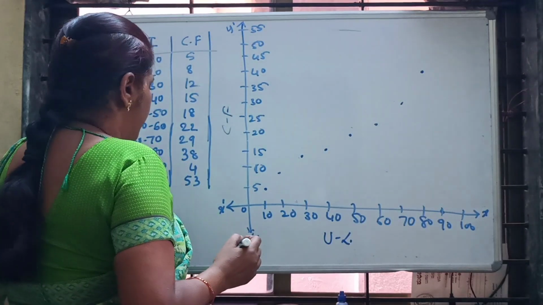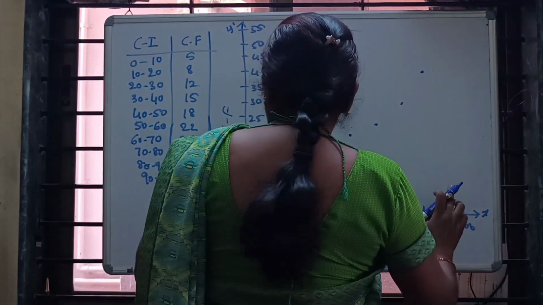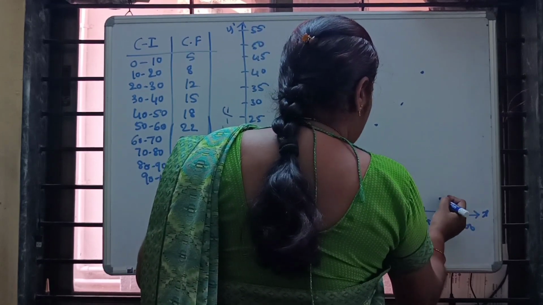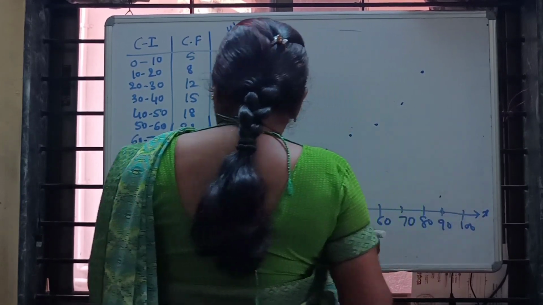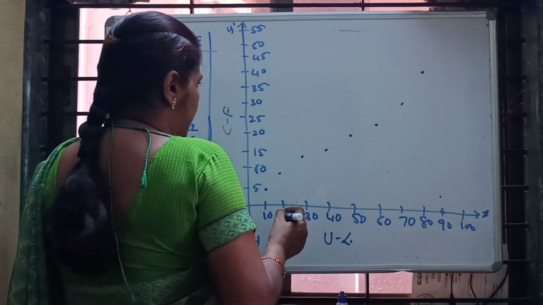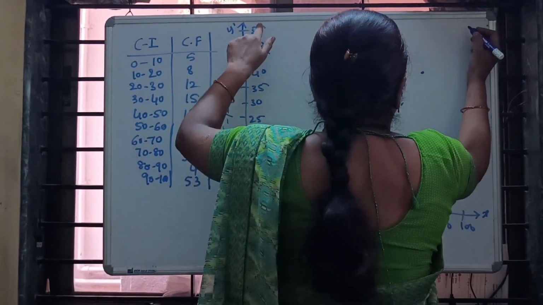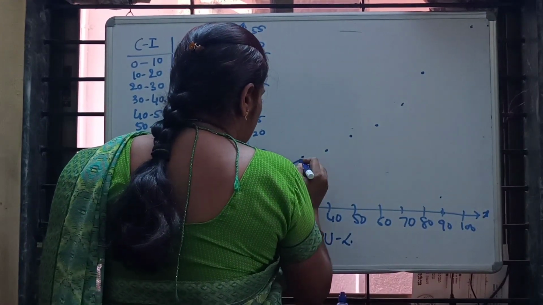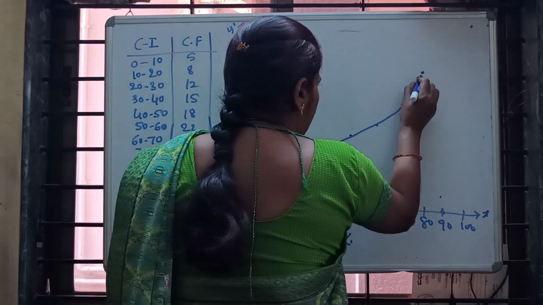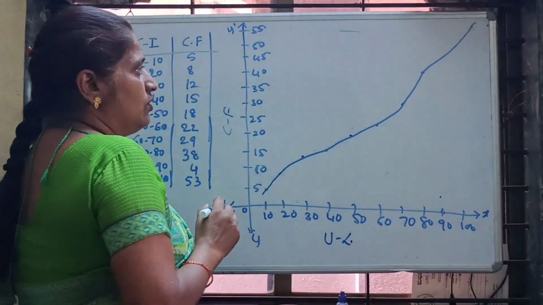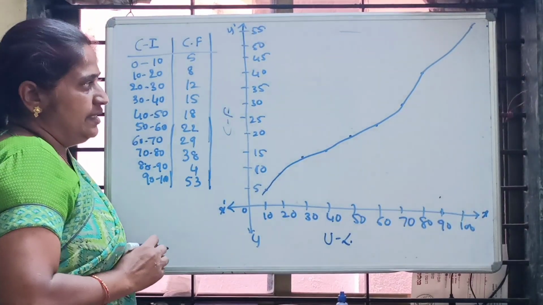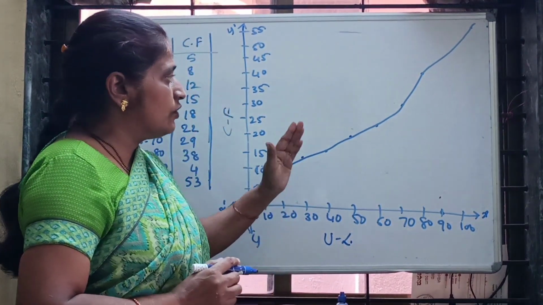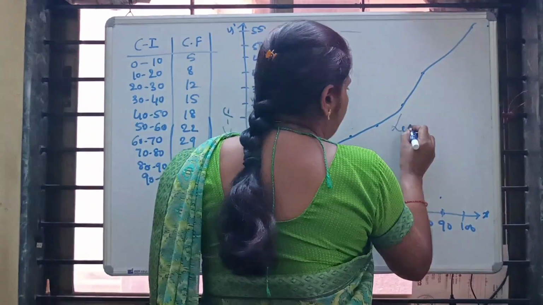Then for 90 it is 49, here only. For the last, it is 53. 53 is here near 55. So leave that point. Mark these points, and you will get a curve. This is called the ogive. This is called the less than type ogive. It increases like this.